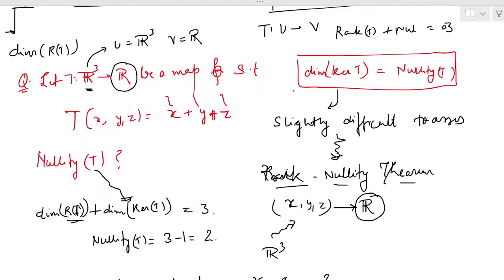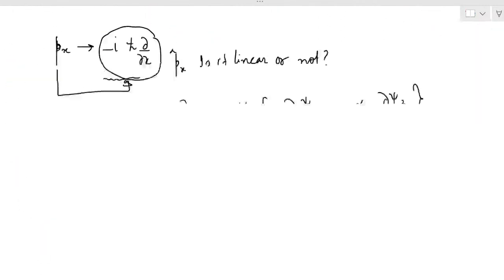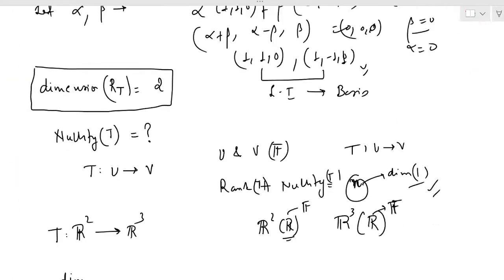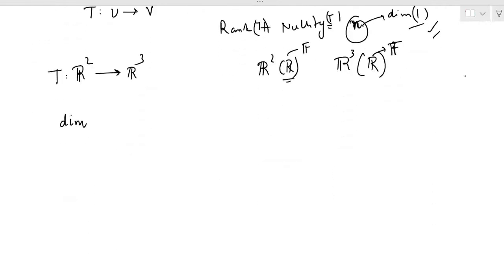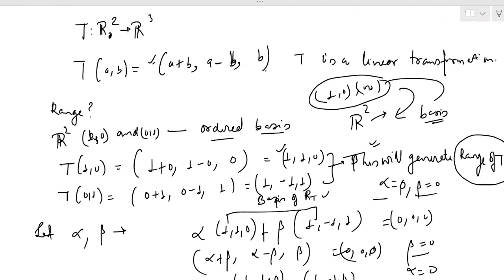So this n here is what we write now. If you remember, rank of T plus nullity of T is n. N is the dimension of U, it is not the dimension of the field F, sorry. So I want to find the nullity of T. What is T? T is defined as T of (a, b) equals (a plus b, a minus b, b). I have defined that this is a linear transformation.